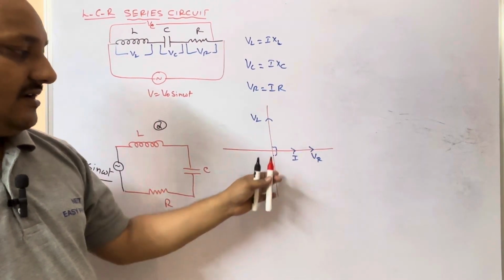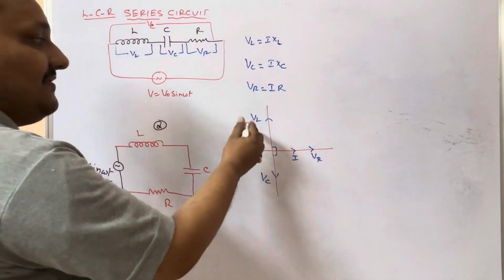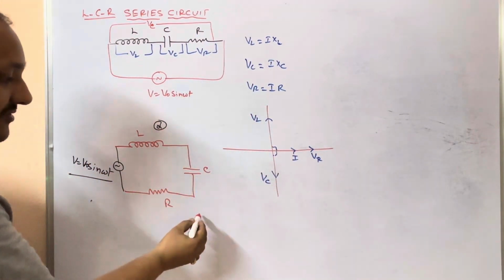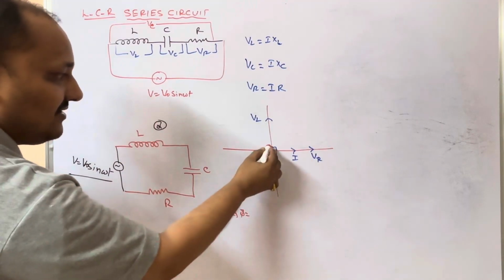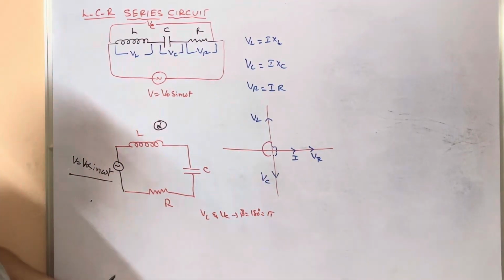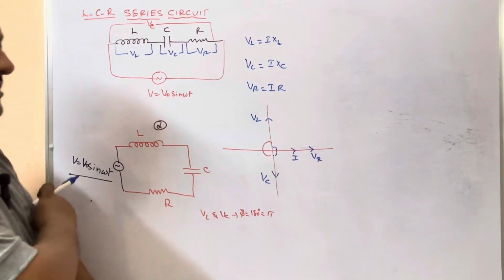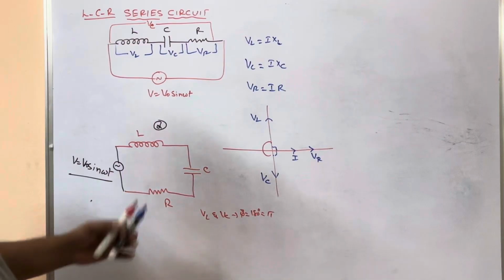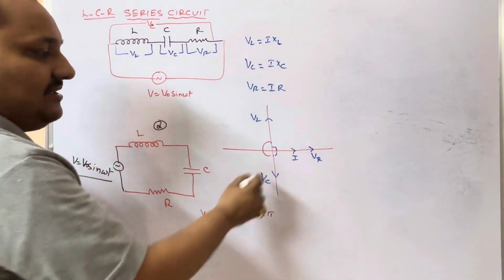So VL, VR, VC. Now they will ask a question: what is the phase difference between the inductor and capacitor voltages, VL and VC? What is the phase difference? 180 degrees. Very important one. Next, now what is the effective voltage? How are we going to calculate it? Now any two we can do very easily. VL and VC are both opposite.